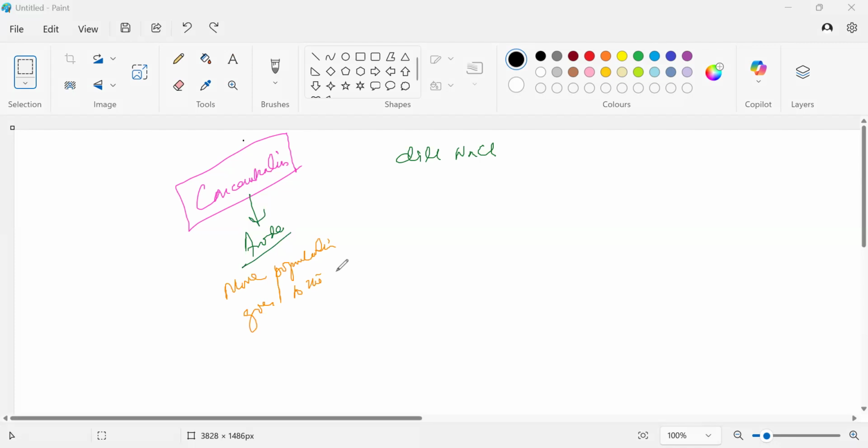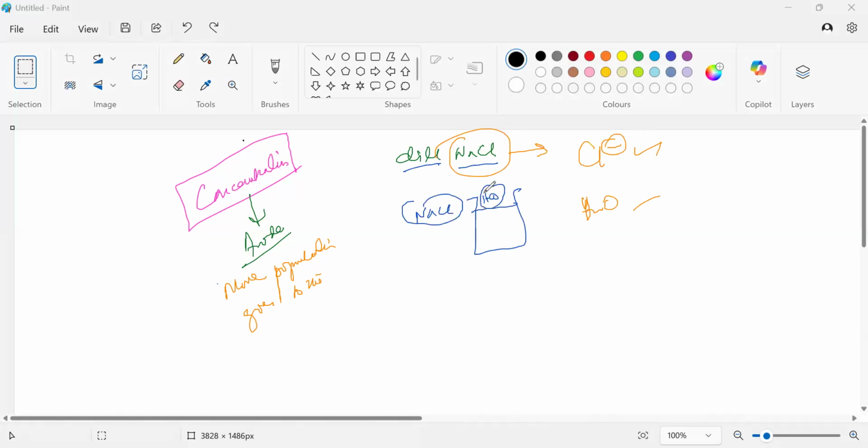Now, dilute NaCl. Which is more in number, Cl minus or H2O, when you talk about dilute NaCl? What does dilute NaCl mean? It means you are adding a little bit of salt, a pinch of salt, in a huge jar of water. Water is more.